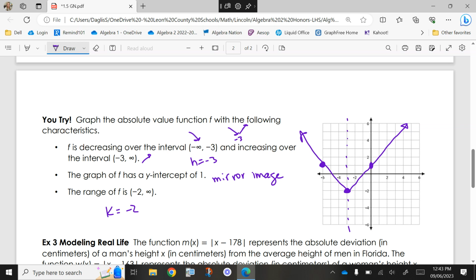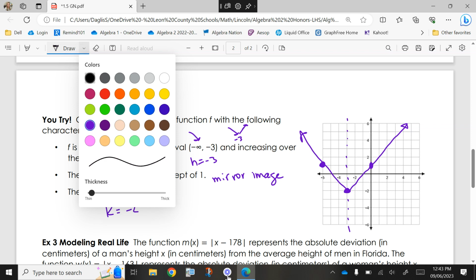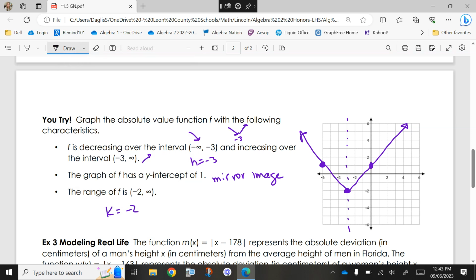Why is it not a bracket for the range? The range, oh, technically it should be. Yep. I would agree with that correction.